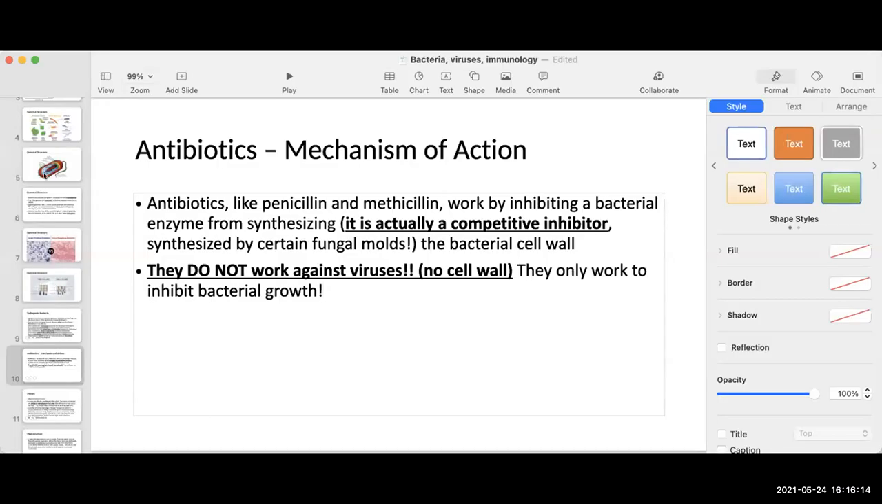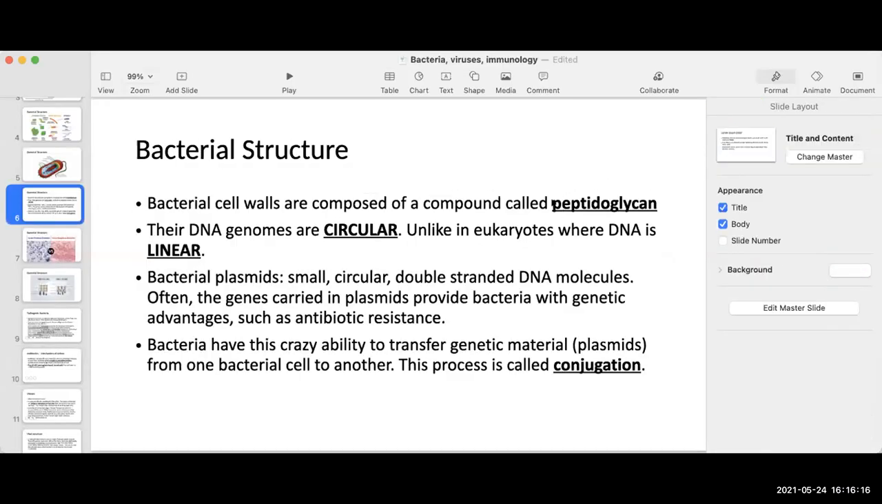But anyway, it's called peptidoglycan. That's what the bacterial cell walls are made of. So that was back here. Peptidoglycan. So you might want to know that. Pretty sure I asked about that, I think. But yes, that's what these cell walls are made of.